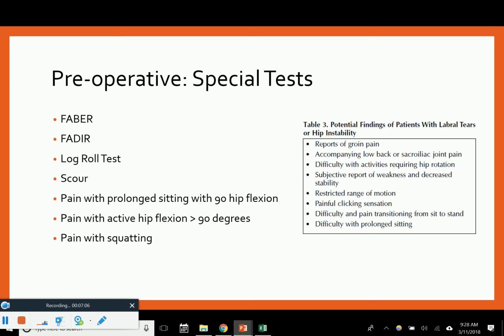If you look at table 3 here, potential findings of patients with labral tears or hip instability, there are also reports of groin pain, accompanying low back pain or SI joint pain, difficulty with activities requiring hip rotation, subjective report of weakness and decreased stability, restricted range of motion, painful clicking sensation, difficulty and pain transitioning from a sit to stand position, and difficulty with prolonged sitting.